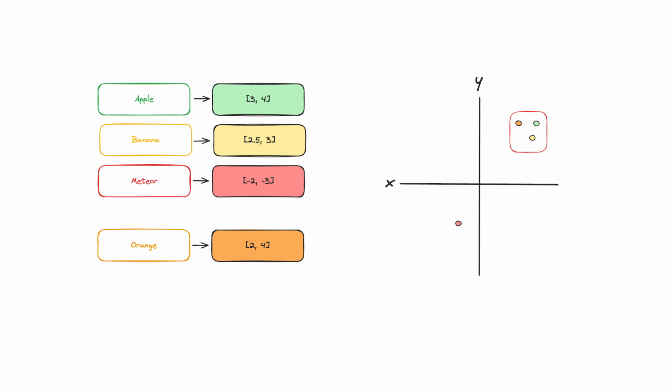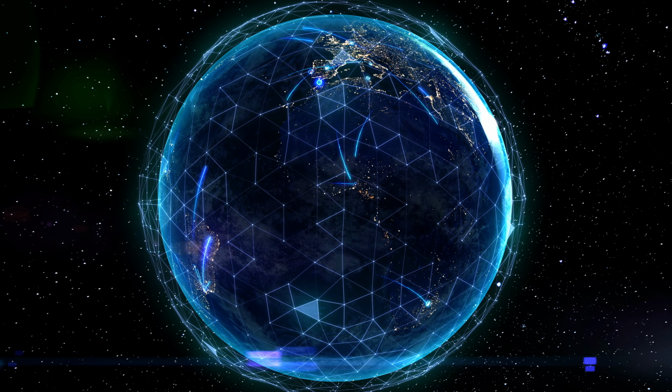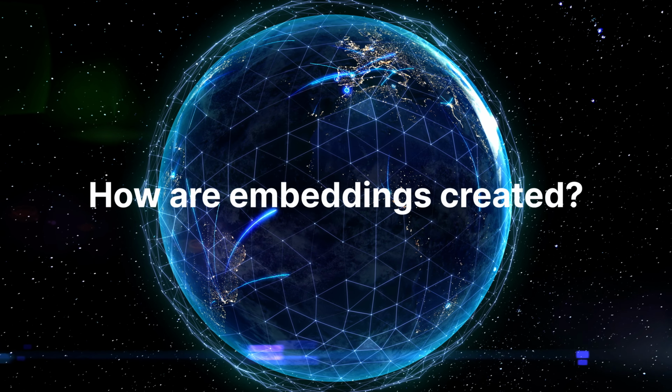In reality, vector databases go far beyond 2 dimensions. In computing, there is really no limitation to the number of dimensions we can handle, and most vector databases use thousands of dimensions. So we know how embeddings are stored, but how are they even produced?